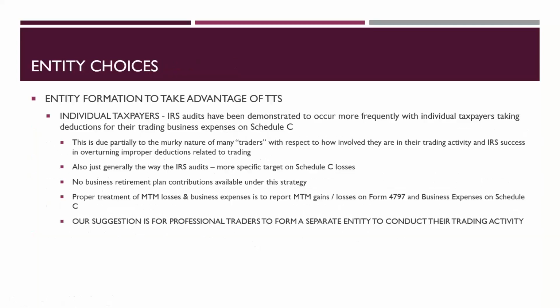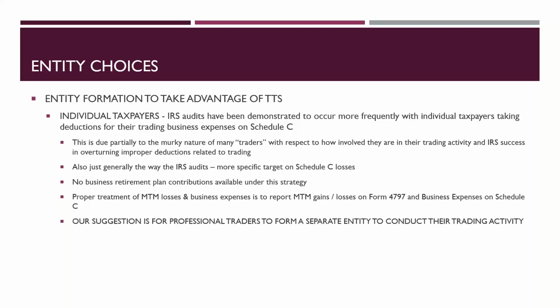Entity choices. So this will just cover basically my thoughts on which entity types are the best for trader tax status. So individual taxpayers. Historically, the IRS has audited individuals way more frequently than businesses. In particular, for Schedule C businesses, especially in the case of professional trading, where a properly reported Schedule C is never going to have any income. It's only going to have expenses. So that's an immediate flag for IRS, okay?